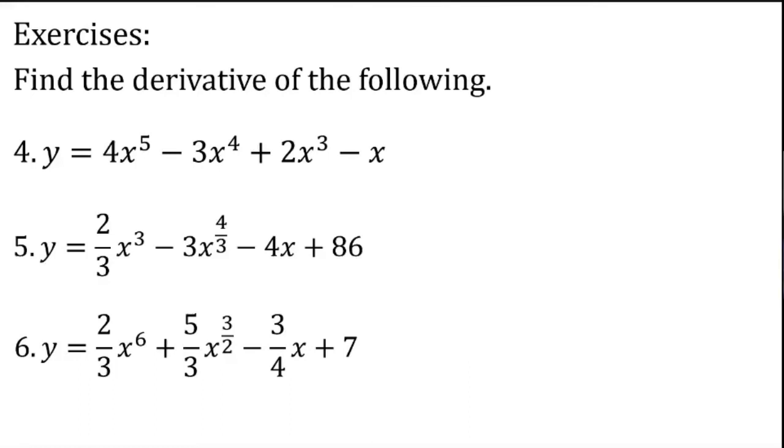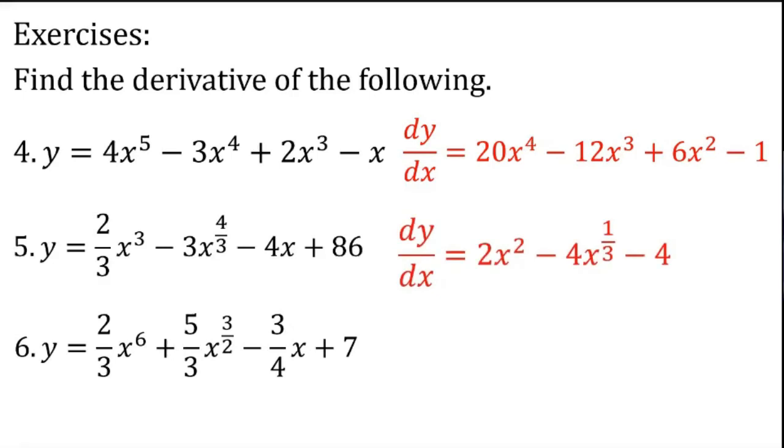Janina, what's your answer number 4? dy over dx equals 20x raised to 4 minus 12x cubed plus 6x squared minus 1 po. Very good. Sir, can I try? Sure. dy over dx equals 2x squared minus 4x raised to 1/3 minus 4. Okay, students, ganun din ba yung answer nyo? Opo, sir. Okay, very good.